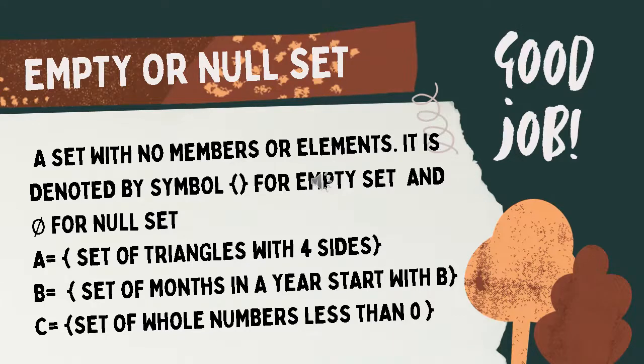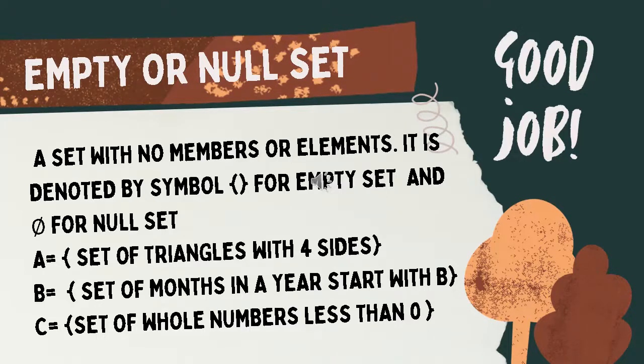Okay, pag sinabi nating empty or null set, okay, walang element, okay, sa isang set. Okay, for example, in set A, this is a set of triangles with 4 sides. So, this is a null set. Bakit null set? Kasi it is impossible for a triangle to have 4 sides. Ilan lang ba ang side ng triangle? Diba? 3 lang. So, in triangle, we only have 3 sides. Okay? So, this is a null set.